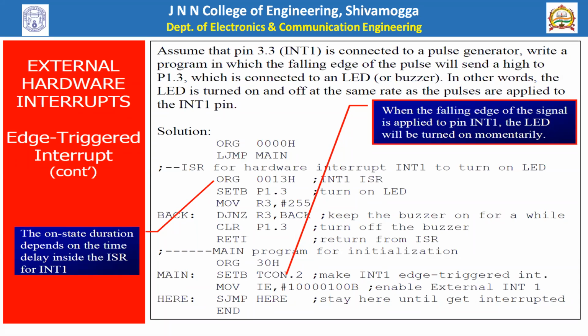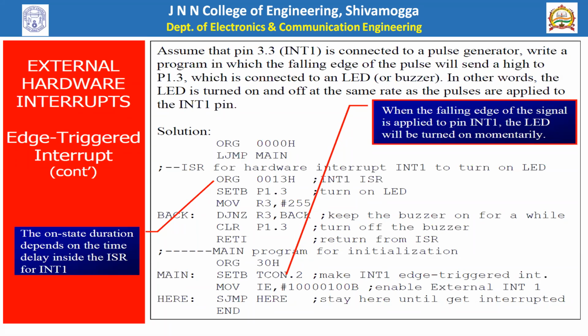So to turn on the LED, you set bit P1.3 and keep it for some time, that is, for a delay count of 255. Then you return after making it low.